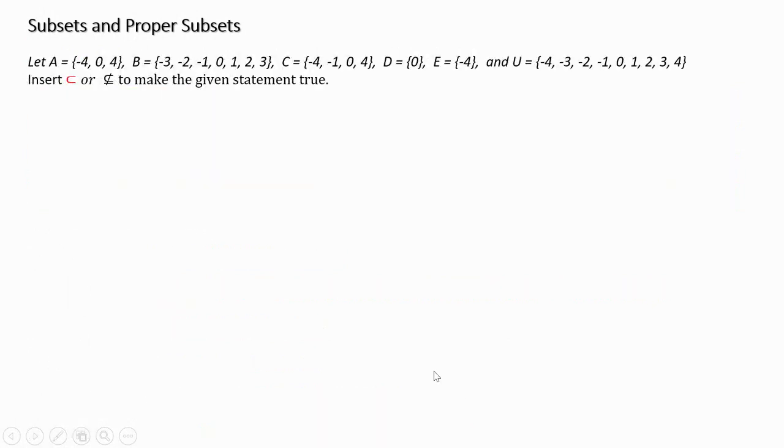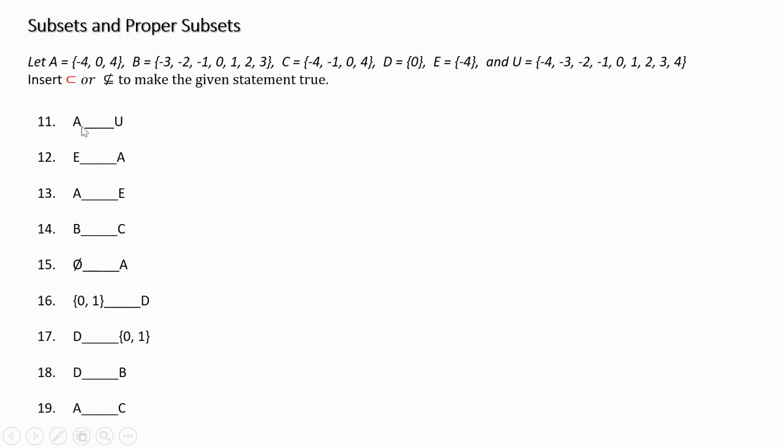Okay, now, I believe this is from the homework. It says let A equal {-4, 0, 4}. The set B equals -3 all the way to 3, the integers. C equals {-4, -1, 0, 4}. D equals {0}. E equals {-4}. And the universal set, U, is all the integers from -4 to 4. Here it says, insert the proper subset or not a subset symbol to make the given statement true.